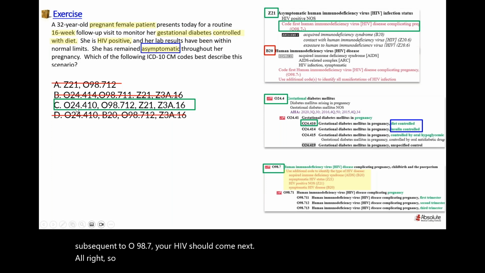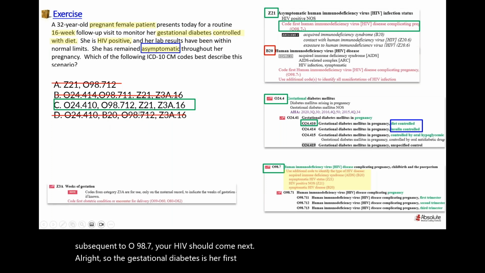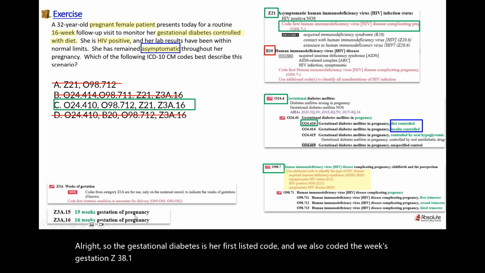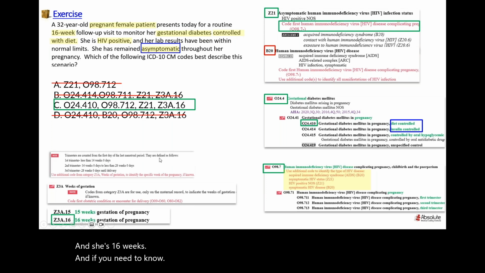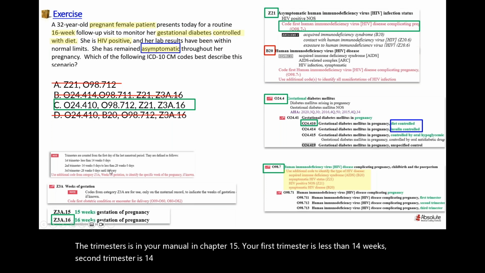All right. So the gestational diabetes is her first listed code. And we also coded the week's gestation, Z3A.16, and she's 16 weeks. And if you need to know, the trimesters are in your manual in chapter 15. Your first trimester is less than 14 weeks. Second trimester is 14 weeks, 0 days up to less than 28 weeks. And third trimester is 28 weeks until delivery.